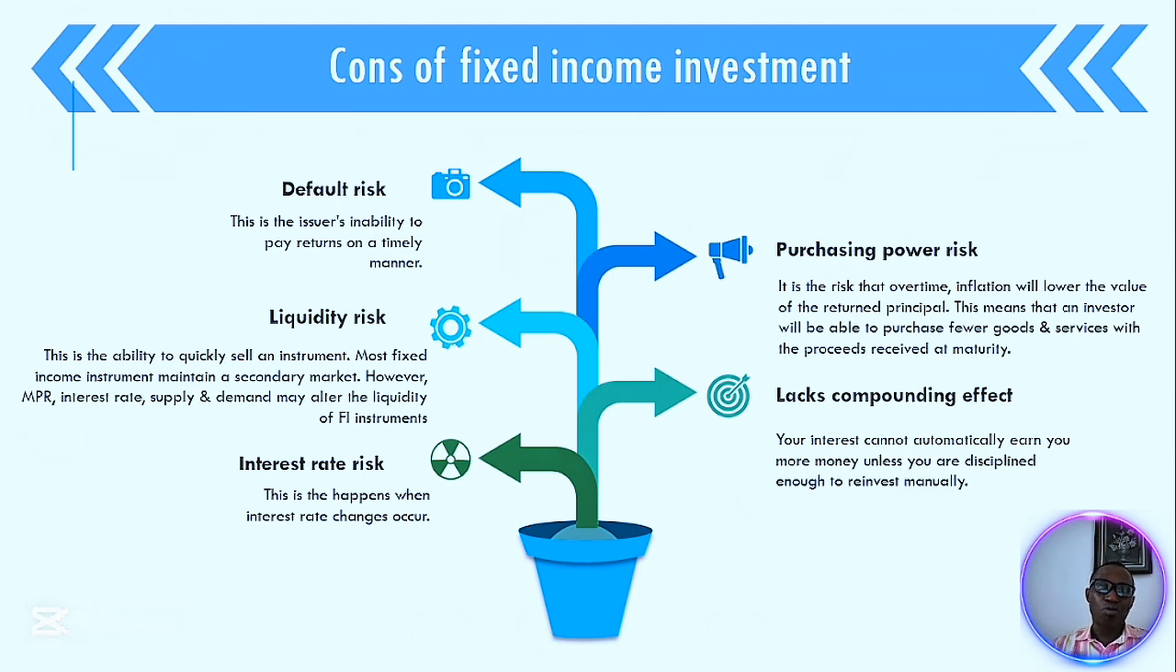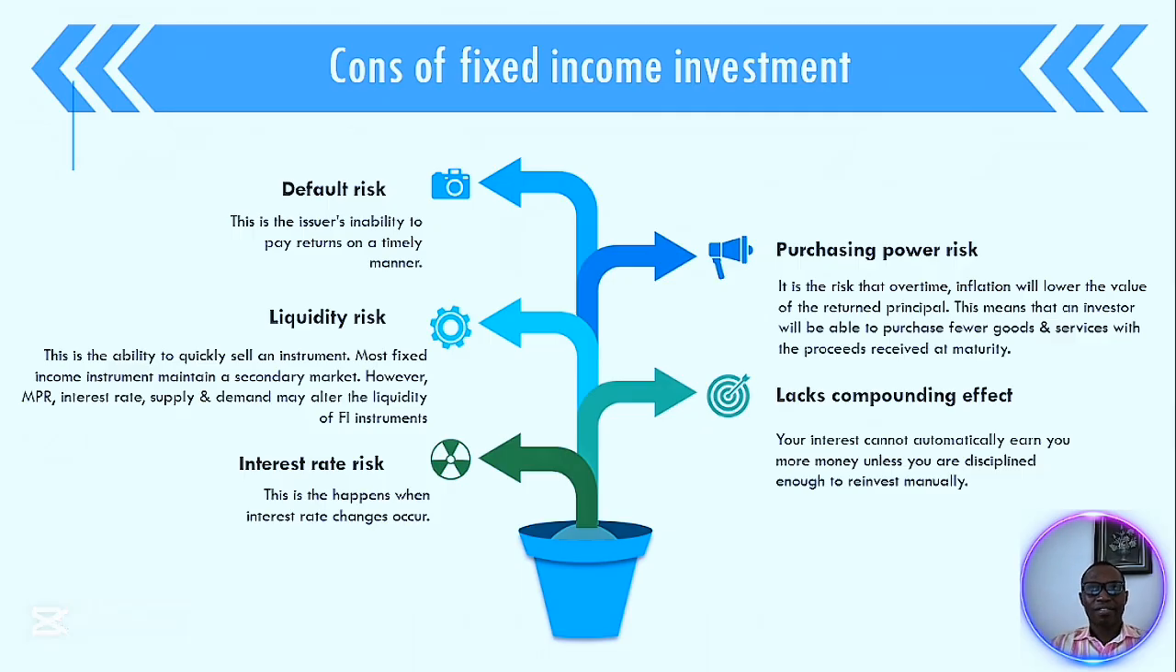Number 2 is liquidity risk. This is the ability to quickly sell an instrument. Most fixed income instruments maintain a secondary market. However, MPR, interest rate, supply and demand may alter the liquidity of fixed income instruments.